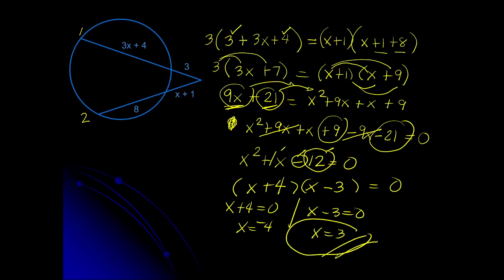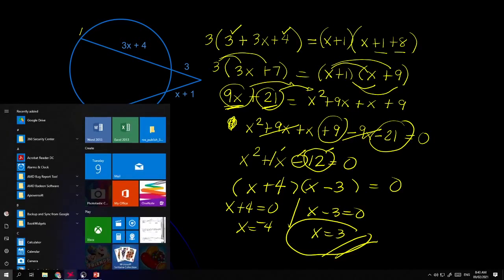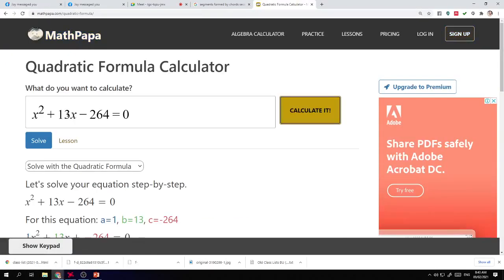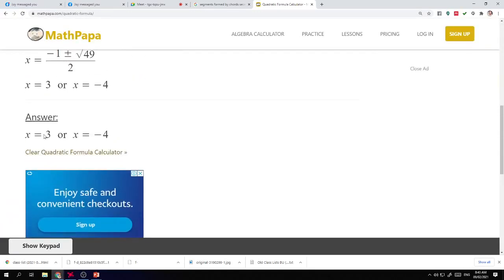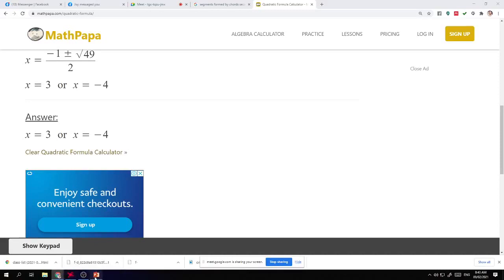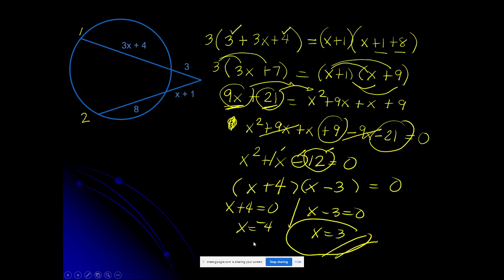Why is it a problem? Use this math, Papa. Take note: x squared plus x minus 12. Calculate. There you go. Isn't this the answer? Positive 3 and negative 4. And I'm going to be using the positive value for that.